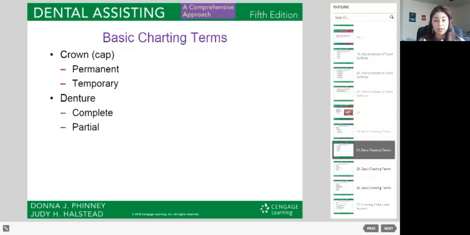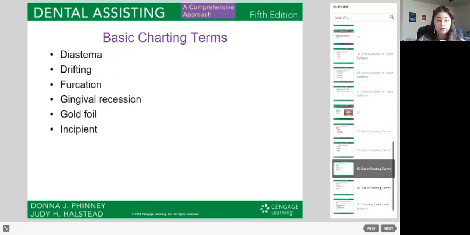Denture, you can have a complete denture, which is the full arch, meaning there are no additional teeth on the upper or lower arch, or you can have a partial denture, which means you're replacing several teeth in the same arch, but it's not enough to have a full denture.